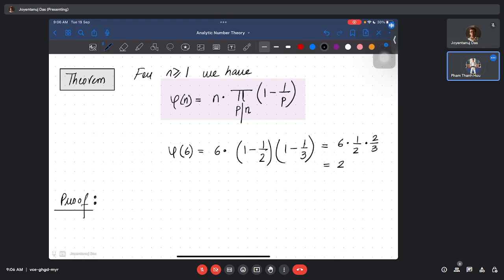So let us see the proof. If n equals 1, then we have nothing to show, right? Because no prime divides n. So n equals 1, and the result is true, right?